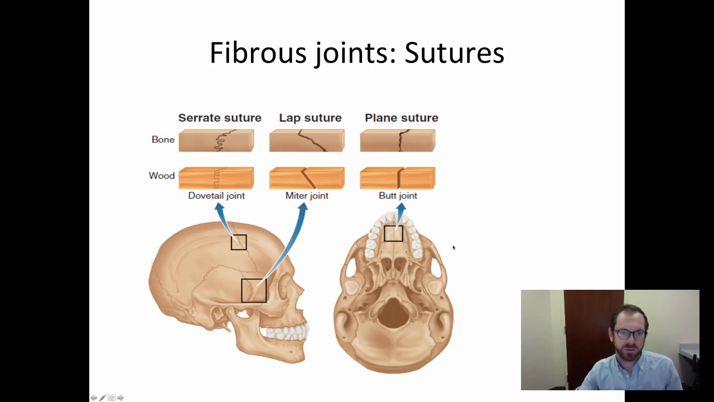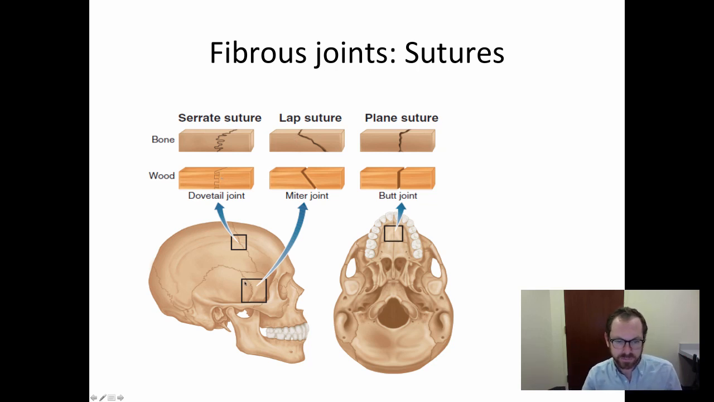We have a couple of different types of sutures. These are general suture types that we find in our skull. The first is called a serrate suture, and this is found at this suture here between the frontal and parietal bones. And you can see that these two bones are actually interlocking. An example of that in carpentry would be a dovetail joint, where these two pieces of wood are actually interlocking together.